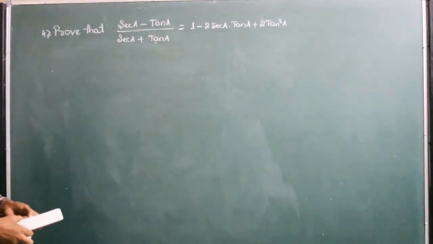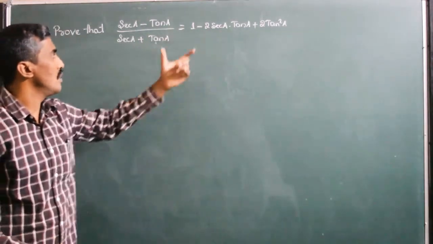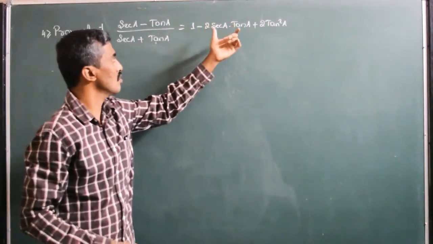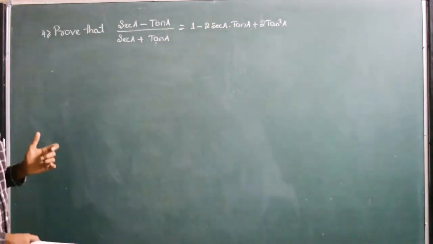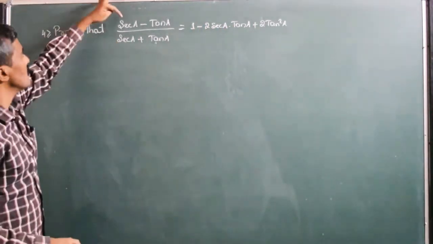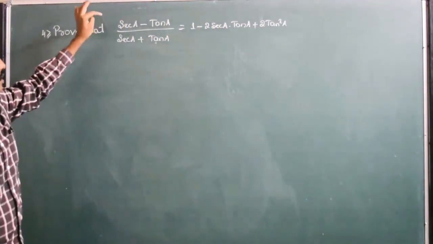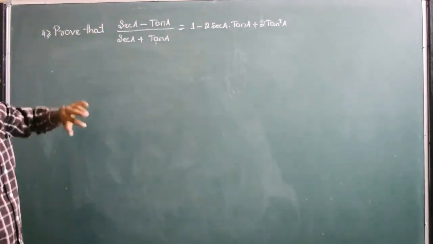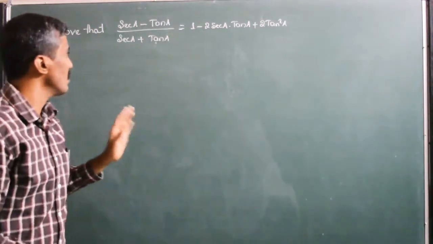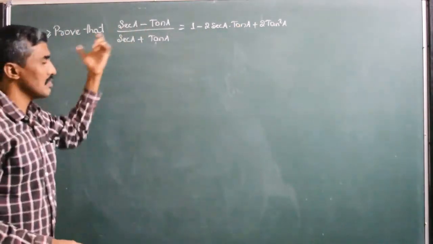My dear students, if you observe the right hand side, the middle term minus 2 secant a into tan a will provide a hint. This term will come on squaring secant a minus tan a, correct? So what is secant a minus tan a whole square? Then we will get secant square a minus 2 secant a into tan a plus tan square a. So we will get this term. Therefore I will start with the left hand side.